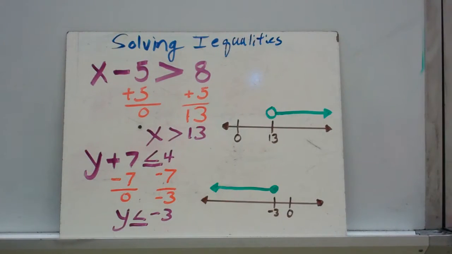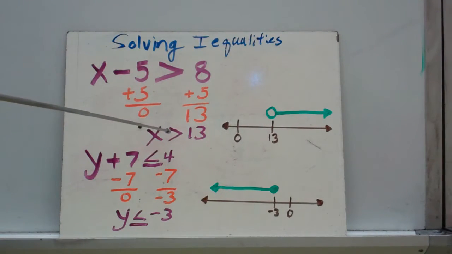Another thing that we can do with our inequalities is solve them. And we can solve them like we did with equations. The only difference is there is not an equal sign. So we have x minus 5 is greater than 8. Here we can add 5 to both sides and get x is greater than 13. Then we need to go over and graph it.